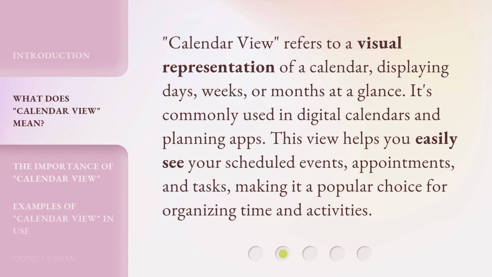Calendar view refers to a visual representation of a calendar, displaying days, weeks, or months at a glance. It's commonly used in digital calendars and planning apps. This view helps you easily see your scheduled events, appointments, and tasks, making it a popular choice for organizing time and activities.